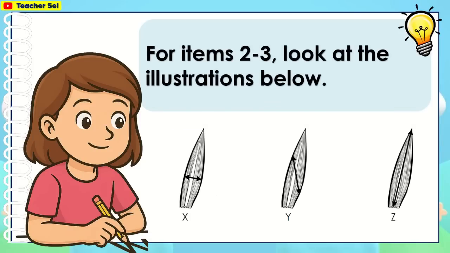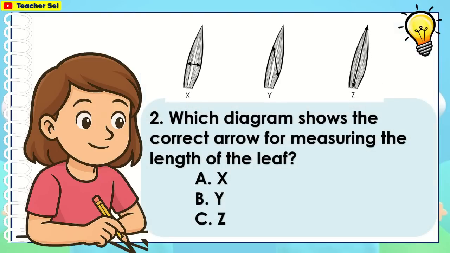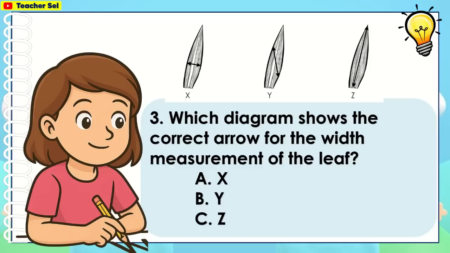For items 2 to 3, look at the illustrations below. We have leaves X, Y, and Z. Which diagram shows the correct arrow for measuring the length of the leaf? A. X, B. Y, C. Z. You're right, the correct answer is letter C, Z. Which diagram shows the correct arrow for the width measurement of the leaf? A. X, B. Y, C. Z. You're right, the correct answer is letter A, X.